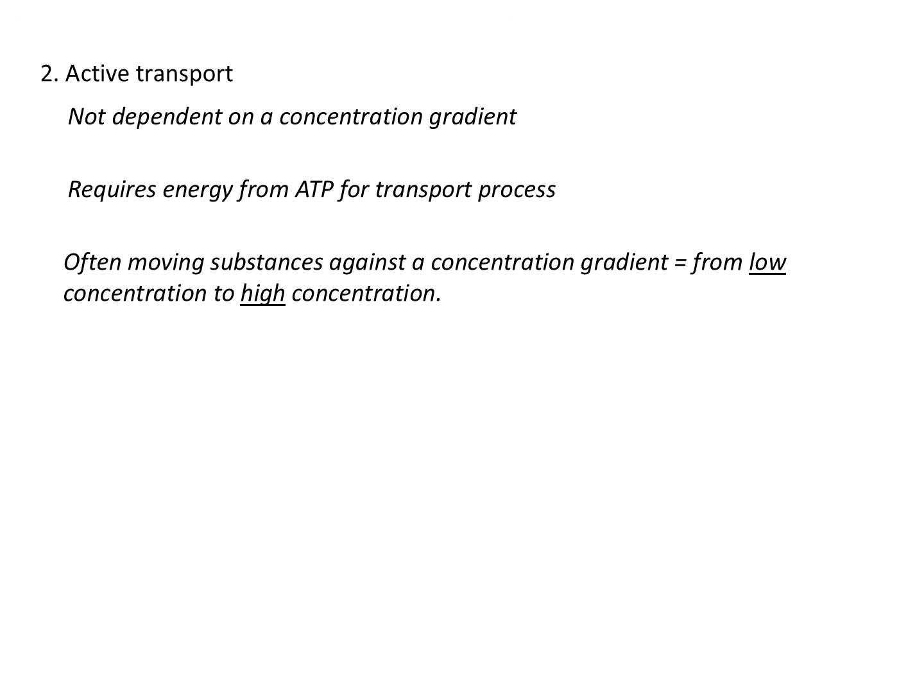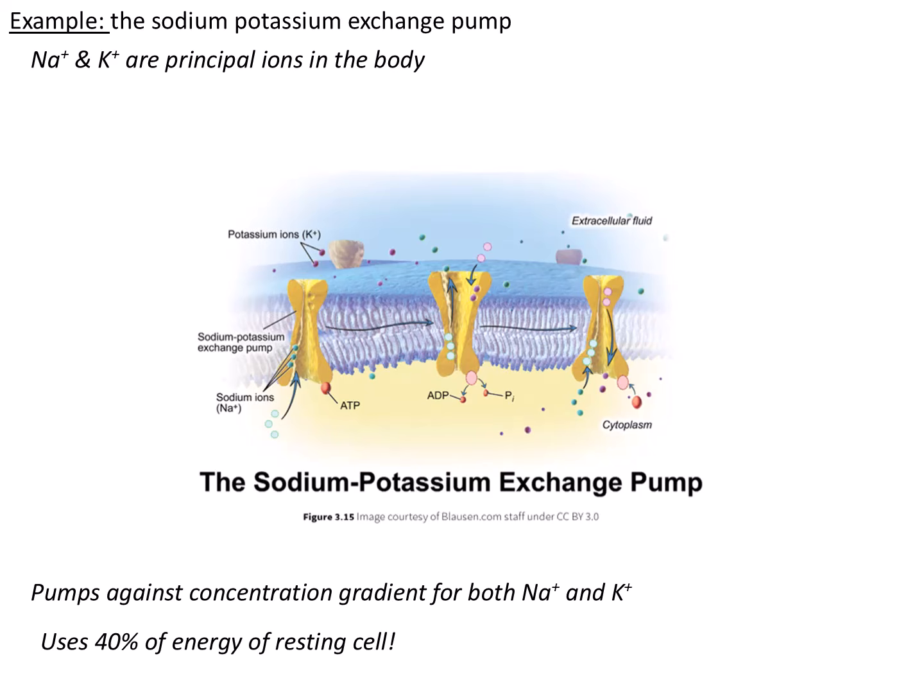Active transport is not dependent on a concentration gradient. Active transport requires energy from ATP. In active transport, solutes are moving against their concentration gradient. This means they are moving from an area of low concentration to high concentration. Active transport will create a concentration gradient rather than eliminate one as the other transport mechanisms will. An excellent example of active transport is the sodium-potassium exchange pump.